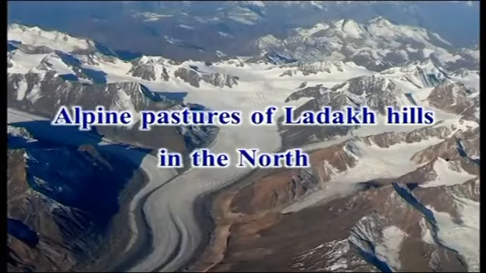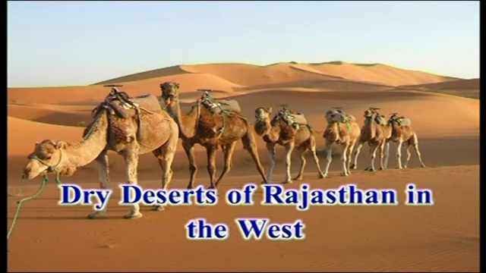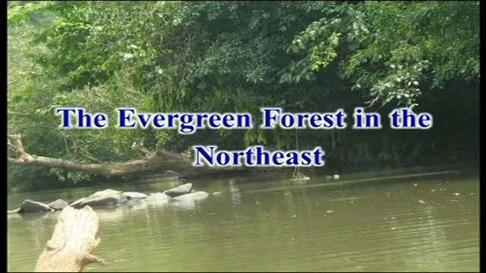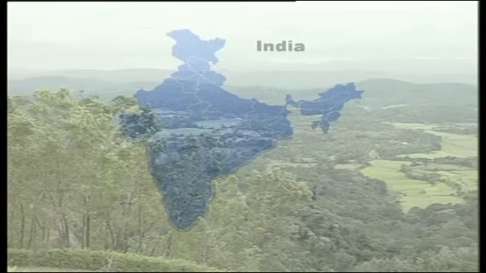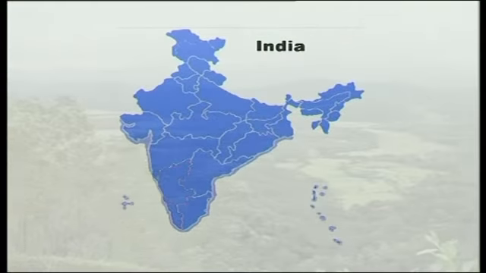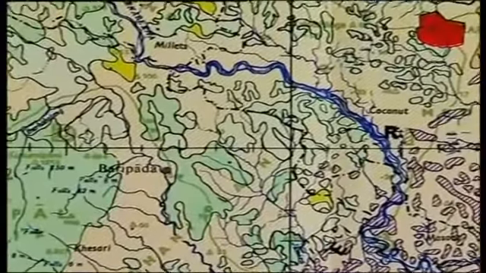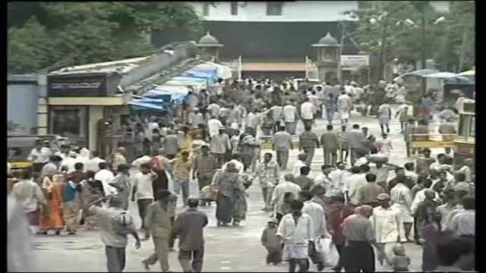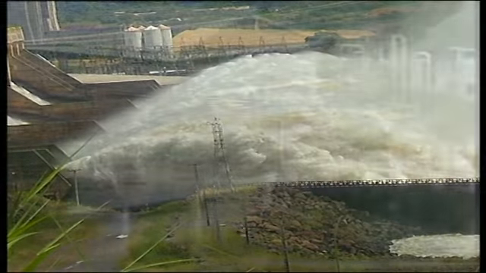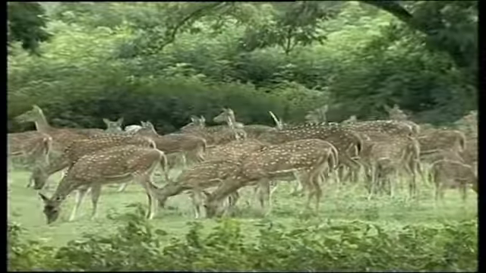Ranging from the rainforests of Kerala in the south to the alpine pastures of Ladakh hills in the north, from the dry deserts of Rajasthan in the west to the evergreen forests in the northeast, India has a very diverse range of landforms and land use species. Land is a valuable natural resource utilized for cultivation of crops, settlements of population, creation of dams and reservoirs, development of industries and maintaining the forests and the wildlife.